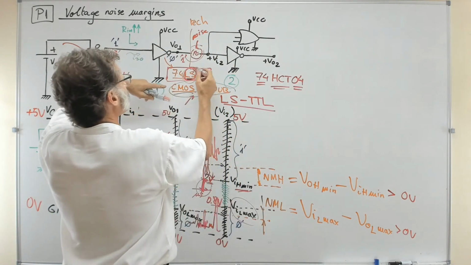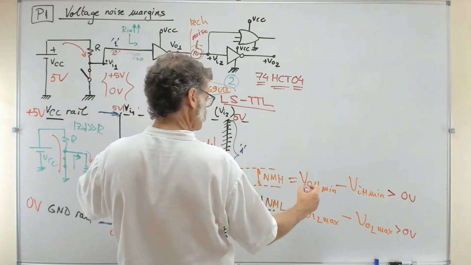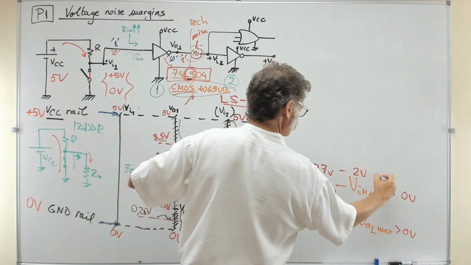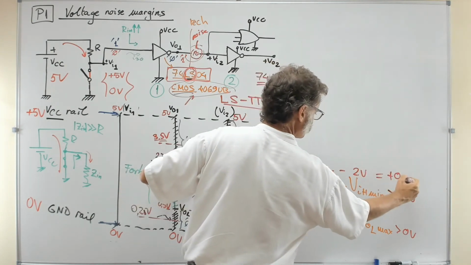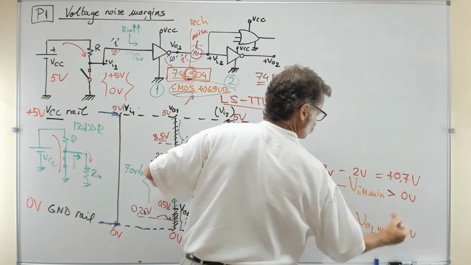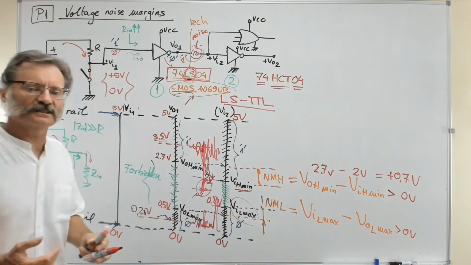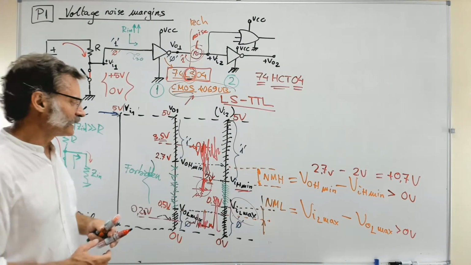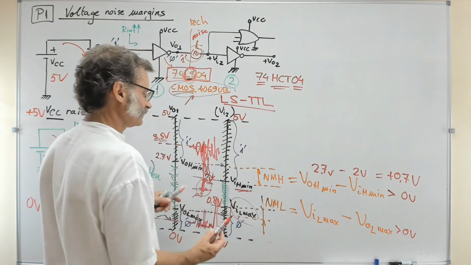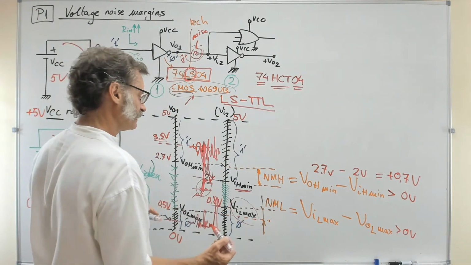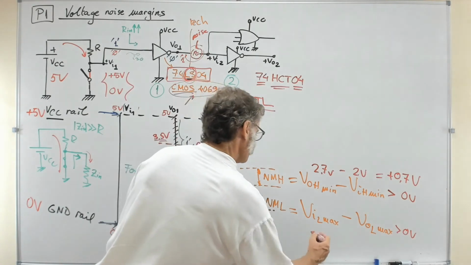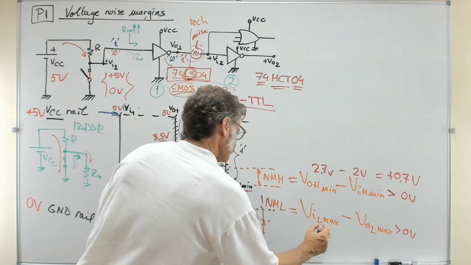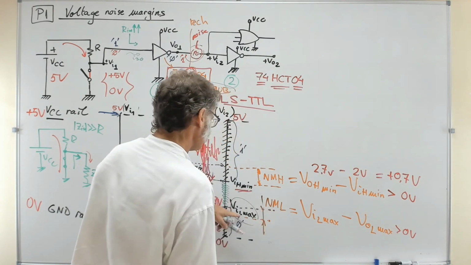If we talk about LS, this is 2.7 volts minus 2 volts, so this is a voltage margin of 0.7 volts, so that's okay. This is the electrical noise that you can tolerate at the high level when generating a 1, and when generating a 0 it is lower than that.